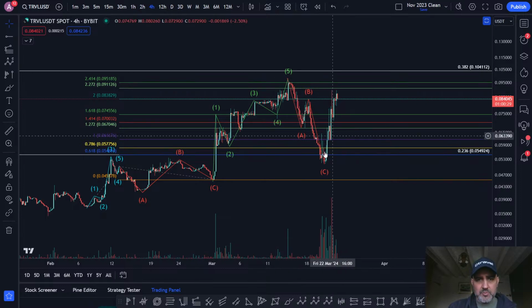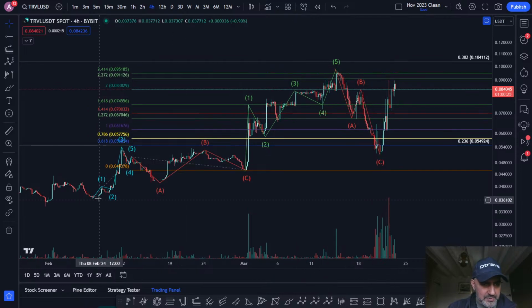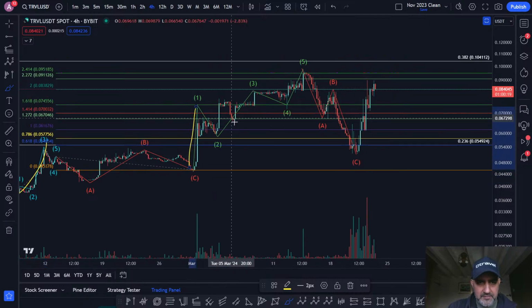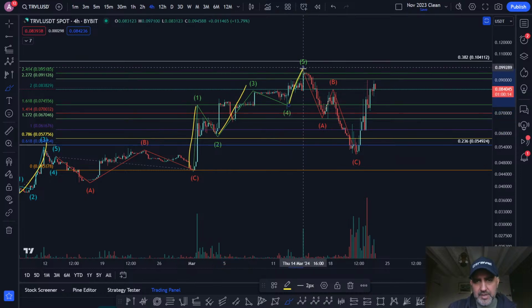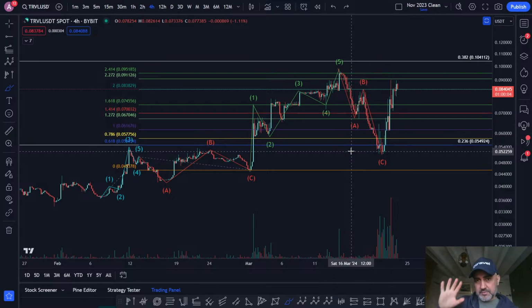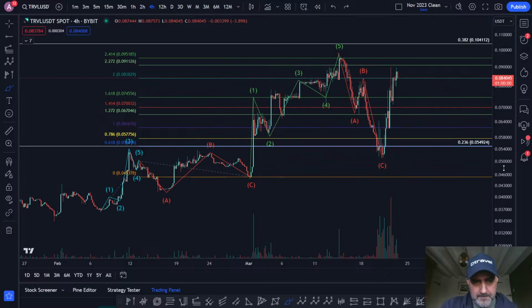So then we have our 5, and what you're looking for is impulsive waves. I think this move here was quite impulsive, and this was impulsive, and this was quite impulsive, and this is quite impulsive. Obviously, context is really important. So I'm just looking at the context of TRVL, and I'm not thinking about other tokens. I'm thinking about TRVL. All right.